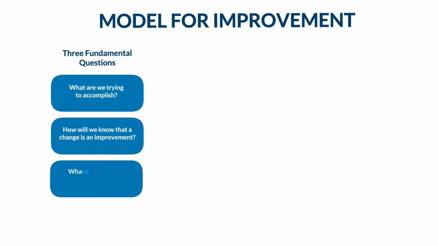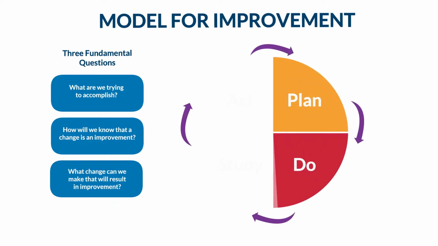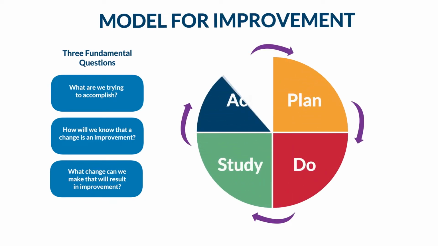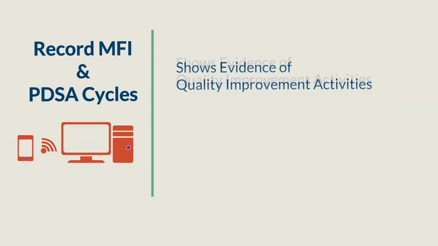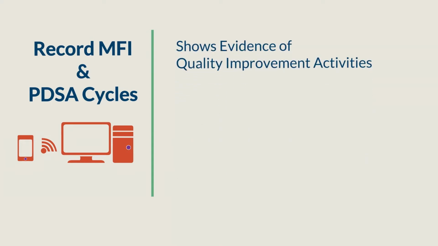To test an idea, you should use the Model for Improvement, which includes the Plan, Do, Study, Act cycle, or PDSA, as it is often referred to. Recording your Model for Improvement and PDSA cycles is imperative because it shows evidence of our quality improvement activities. Recording helps us to remember the steps we undertook and apply it to another topic area, as well as review what worked and what didn't. If we have a change of staff, the quality improvement activities are recorded for others to pick up and resume the work.